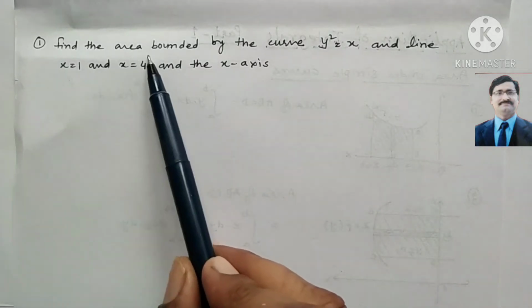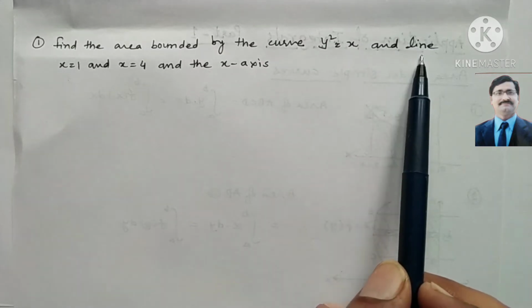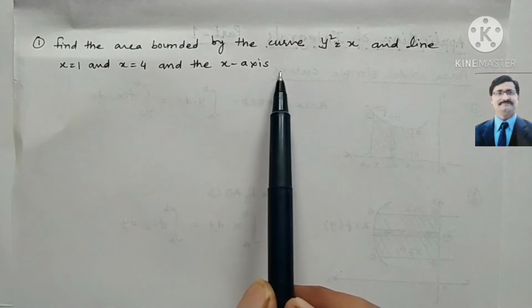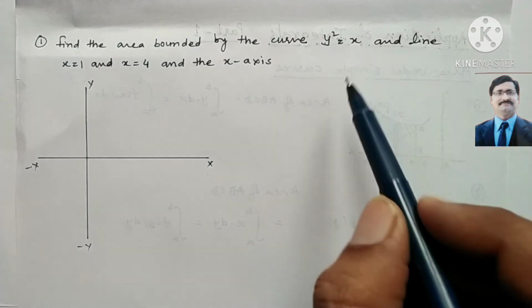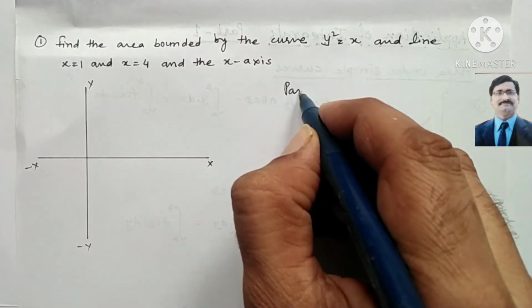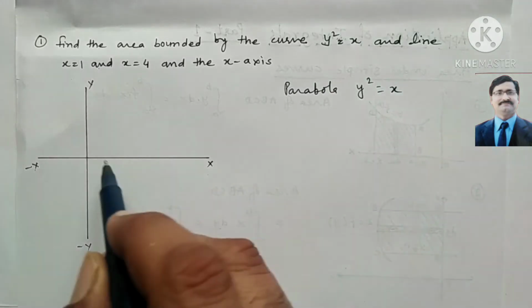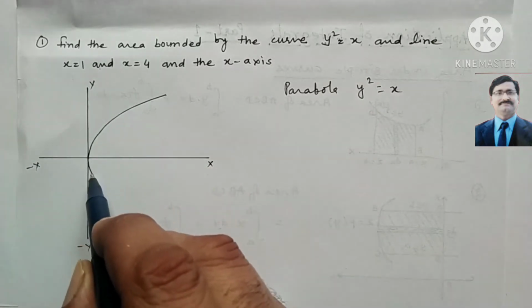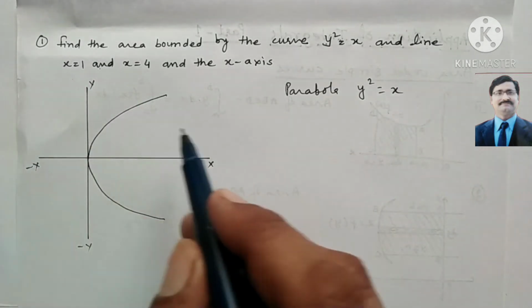Find the area bounded by the curve y square equal to x and the line x equal to 1 and x equal to 4 and the x-axis. So look here, first we prepare x-axis and y-axis, and y square equal to x, this is a parabola. This type of curve we have, y square means it is symmetric to the x-axis. And we have two lines.